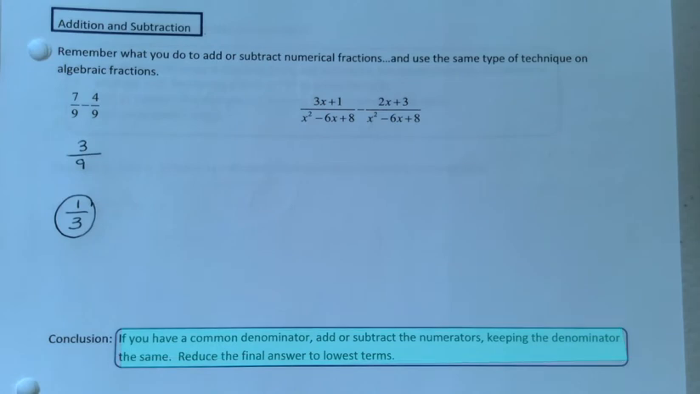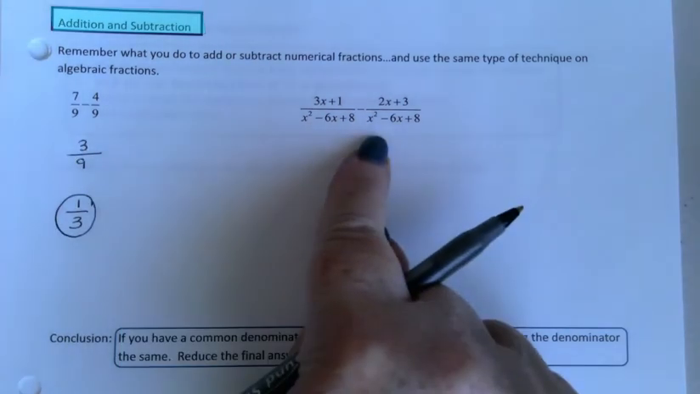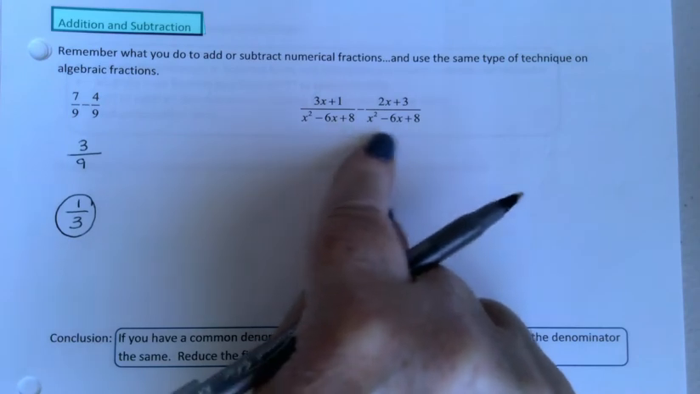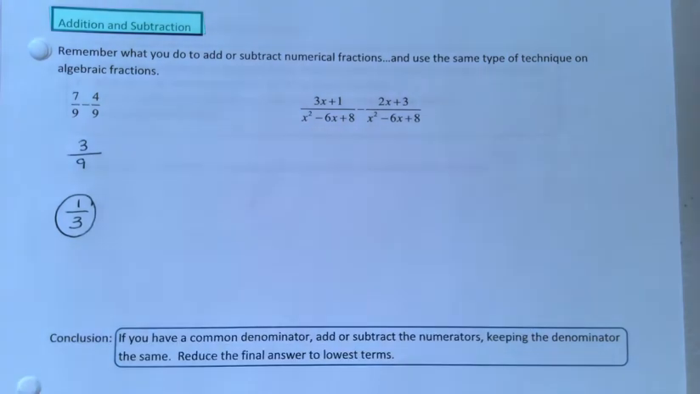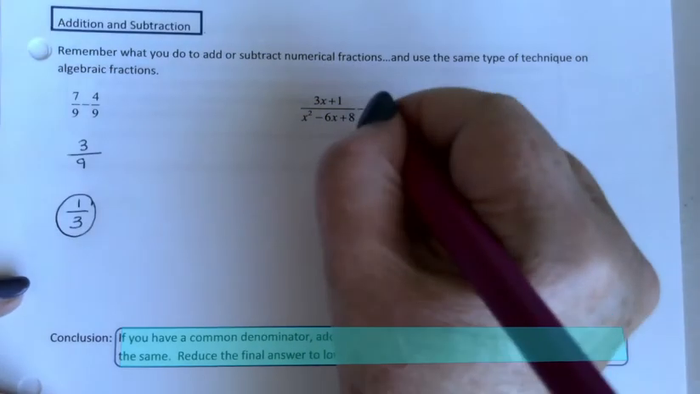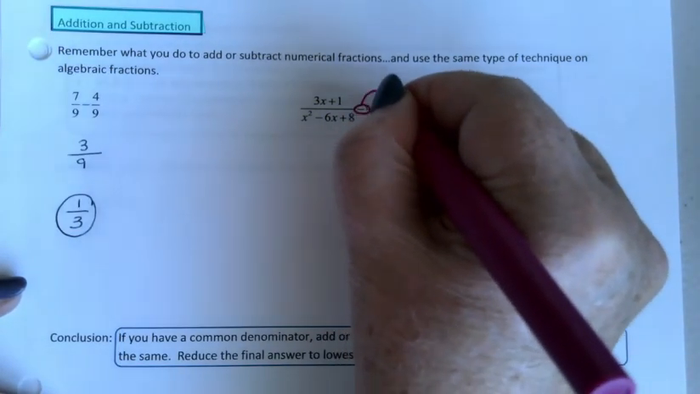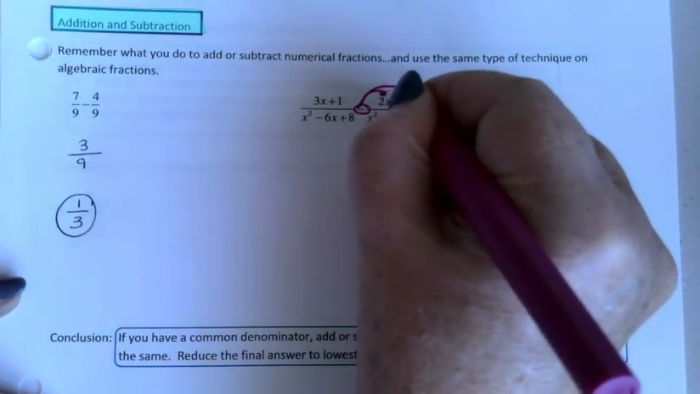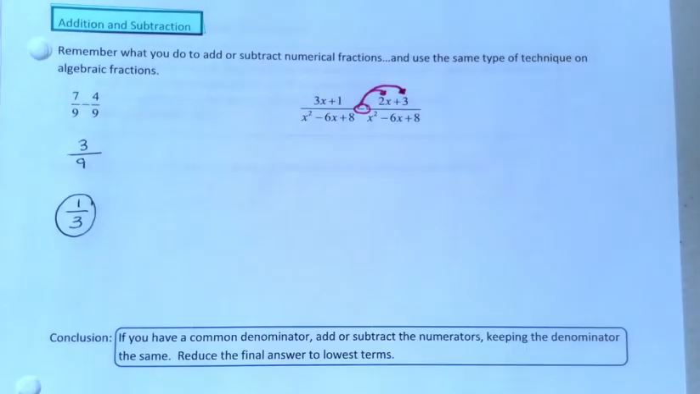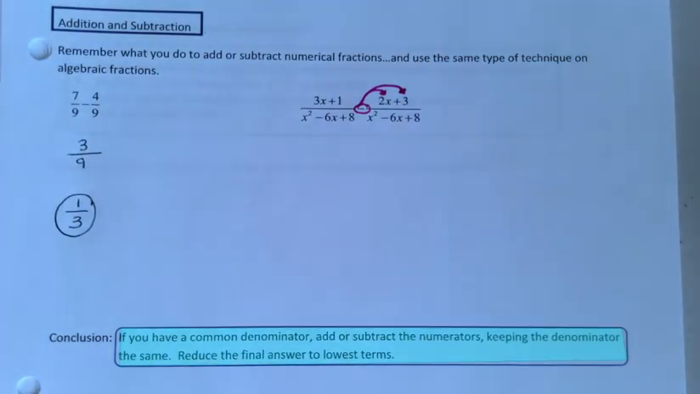I'll use the exact same idea if I happen to be lucky enough to have a common denominator already. All I have to do is subtract the numerators. Now do be careful with these. Remember that when you are subtracting here, you are subtracting both terms, not just the first one. So I'm actually subtracting 2x and subtracting 3.